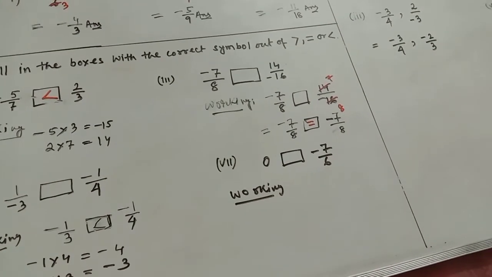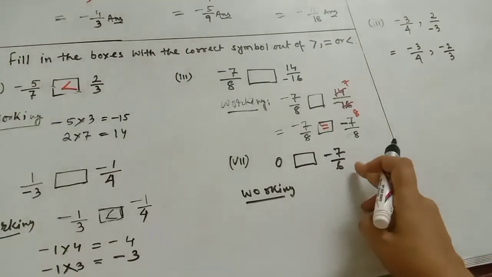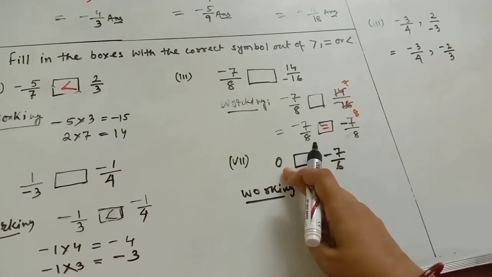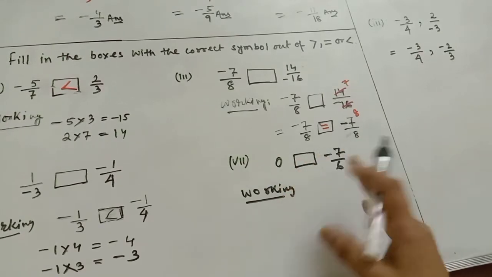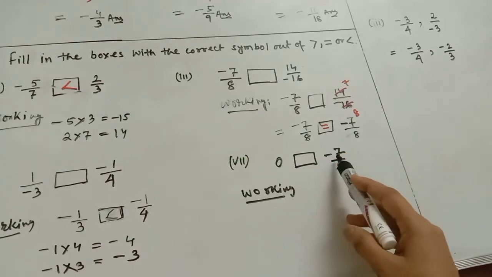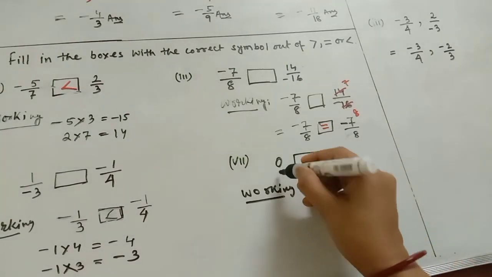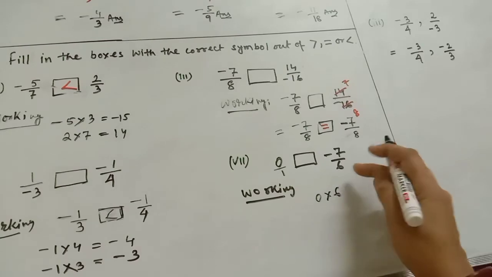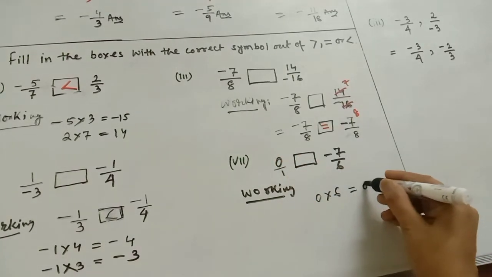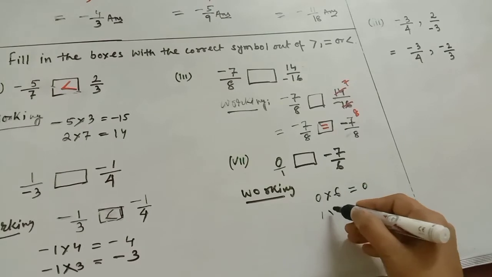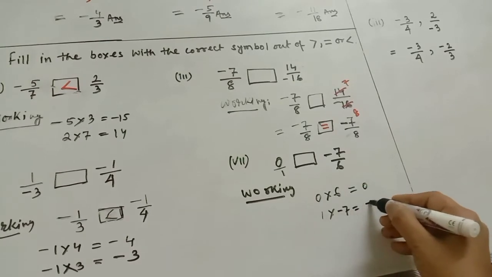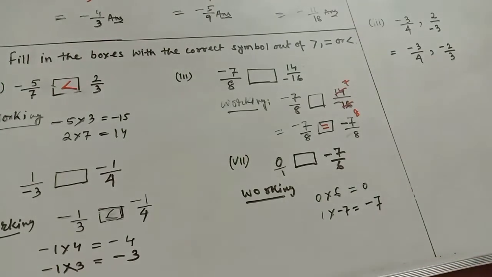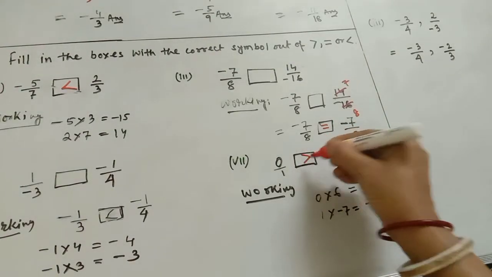It is 0 and minus 7 by 6. You know that this is a negative number and this is a whole number, 0. So which one is more left side? Without working also you can say that this one is smaller. But if you want to do the working, you can show working also. 0 into 6 is 0, and 1 into minus 7 gives minus 7. Now 0 and minus 7, which one is greater? 0 is greater here, so this one is greater.